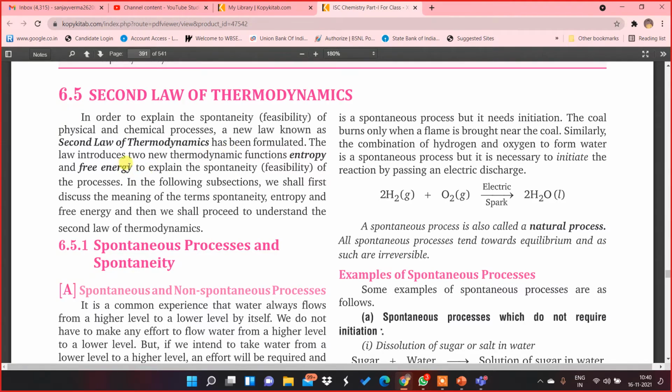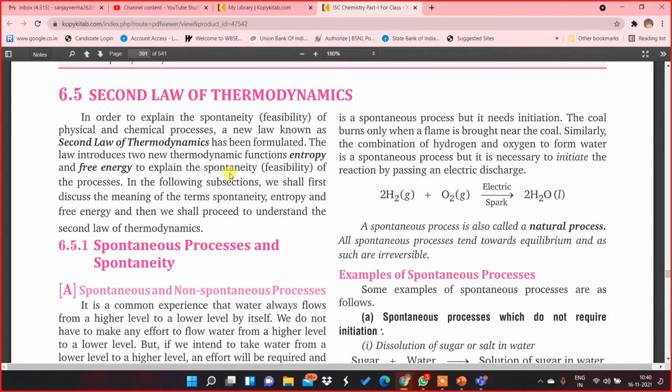The law introduces two new thermodynamic functions. So as soon as the second law of thermodynamics comes to your mind, think about the two new thermodynamic functions, namely entropy and free energy. Now this entropy and free energy have been used to explain the spontaneity of the process.